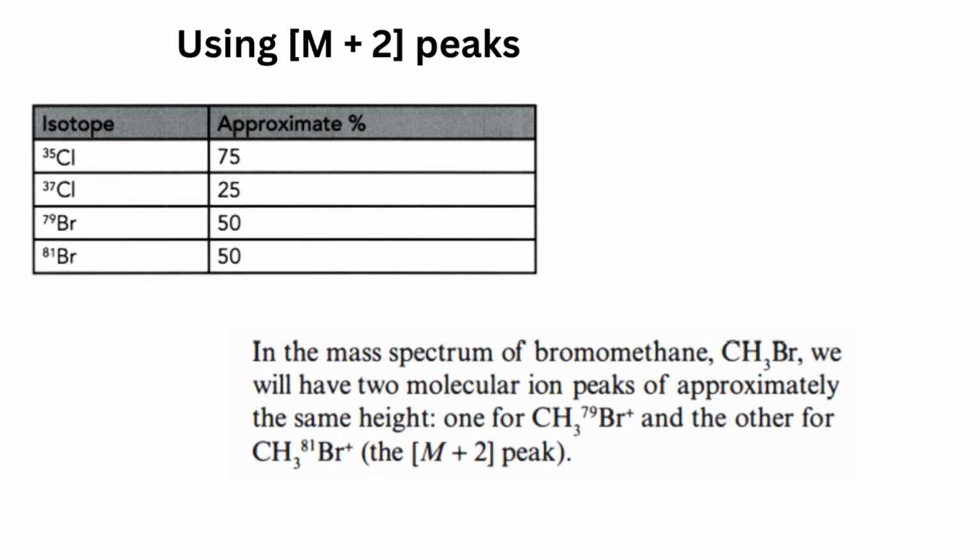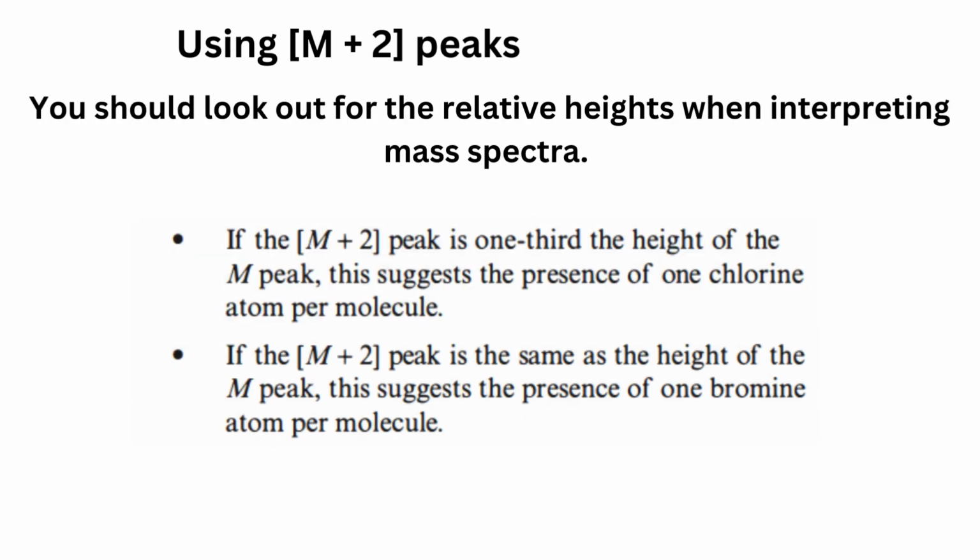In the mass spectrum of bromomethane CH3Br, we will have 2 molecular ion peaks of approximately the same height, one for CH3Br-79+ and the other for CH3Br-81+, which is the M+2 peak. You should look out for the relative heights when interpreting mass spectra. If the M+2 peak is 1/3 the height of M peak, this suggests the presence of 1 chlorine atom per molecule. If the M+2 peak is the same height as that of the M peak, this suggests the presence of 1 bromine atom per molecule.